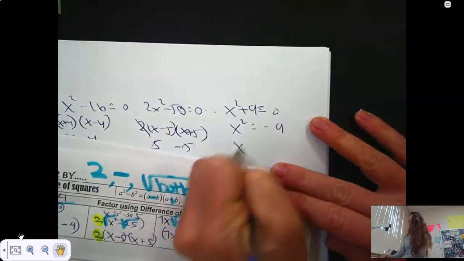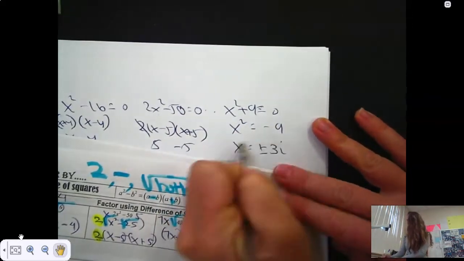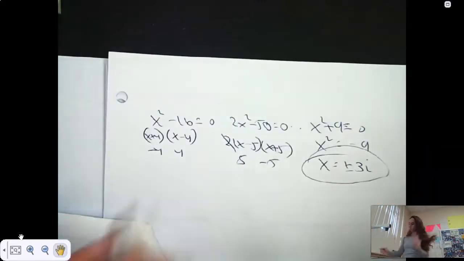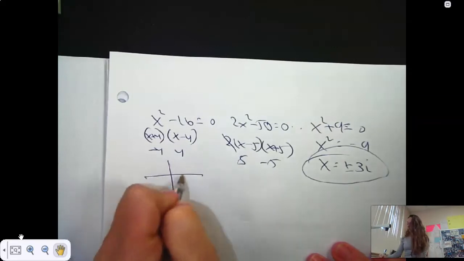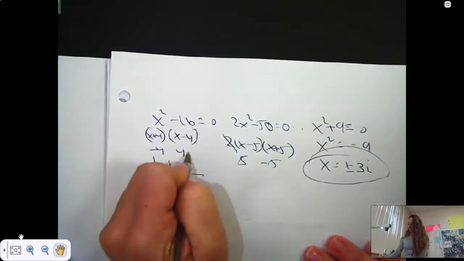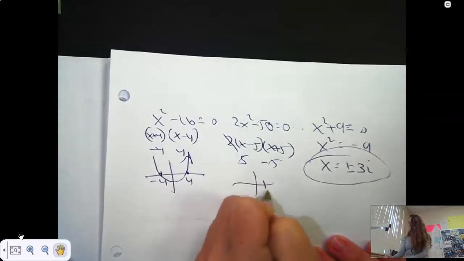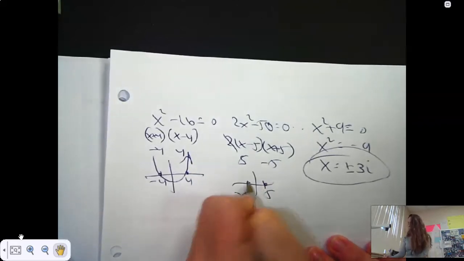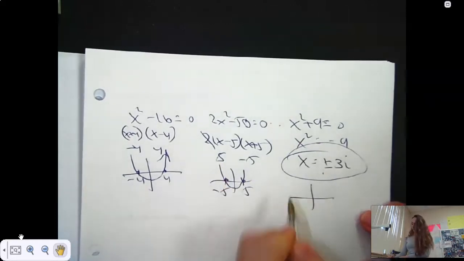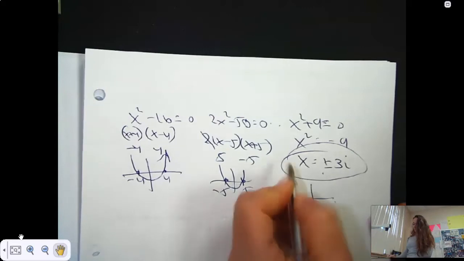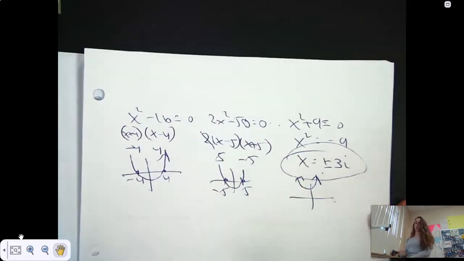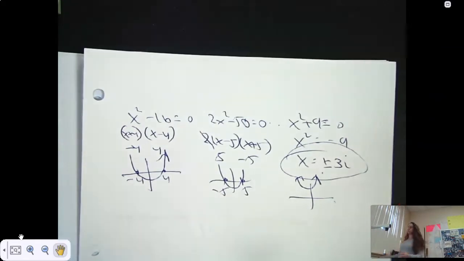Square root, square root. And remember, that means it's imaginary. That means, and I'm trying to remind you of all of these things, that this parabola crosses at 4 and negative 4. This parabola crosses at 5 and negative 5. This parabola is imaginary, so it doesn't cross the x-axis, but it's still a parabola. And I still have 2 answers. Hopefully some of that's coming back.